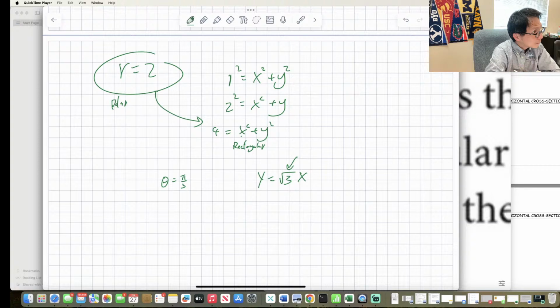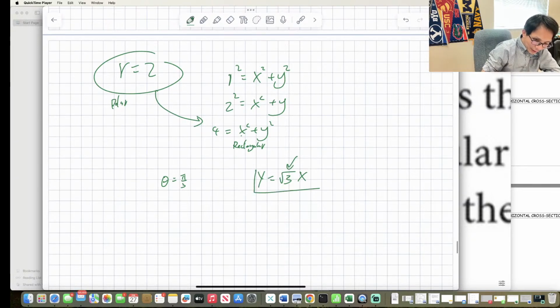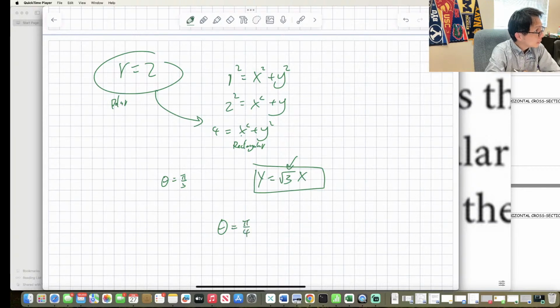But that's the tan, that's y over x. If I divide it over, what am I going to get? So I just convert this polar equation to a rectangular equation. You want to try one? Say theta is equal to pi over 4. What would it be? If I convert the polar equation, what would it be? y equal to x, because you got 1 comma 1.